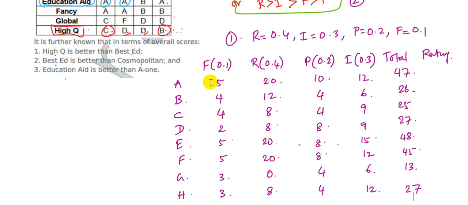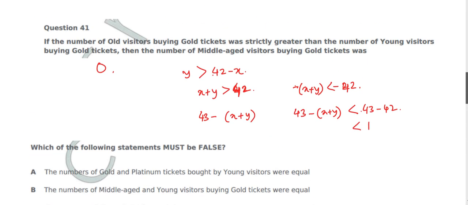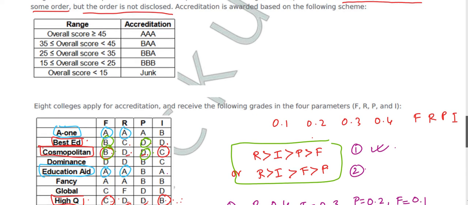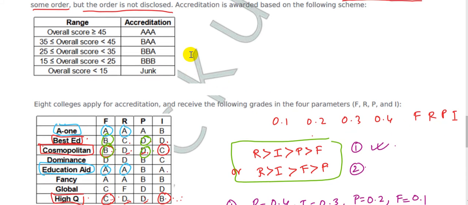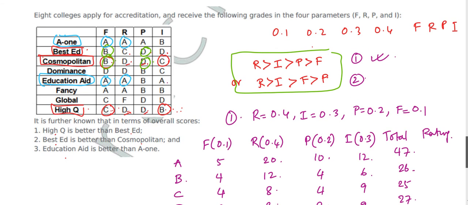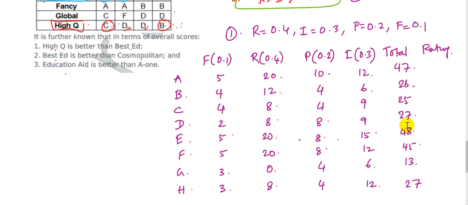Now I go back to the table and see what are my accreditations. So greater than 45 is AAA. So let's mark the ones greater than or equal to 45. So this is AAA, then this is AAA, this is AAA. That's it.